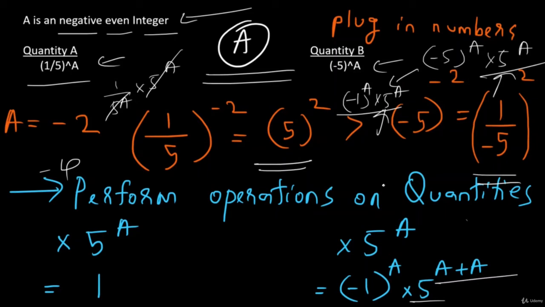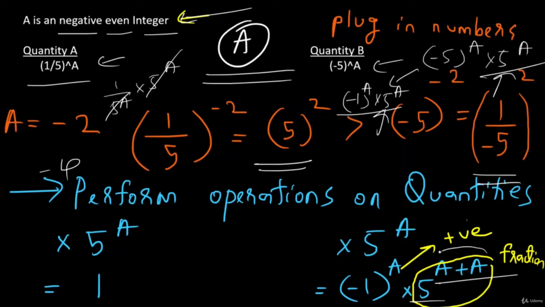Now let's try to observe this. A is given as a negative even integer. So definitely minus 1 to the power A will be positive 1 and 5 to the power A plus A will be a fraction, right? Because A plus A will be a negative number and 5 to the power a negative integer will be a fraction. So your quantity B is a fraction and your quantity A is 1. Definitely quantity A is greater than quantity B, and hence the correct answer to this question is option A.